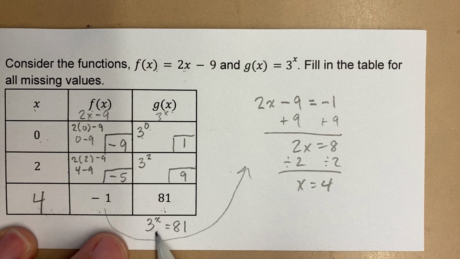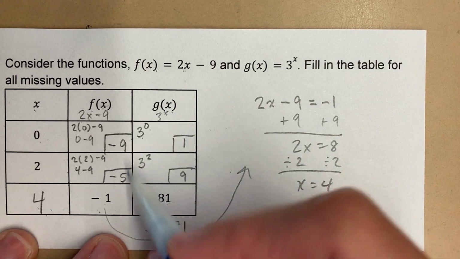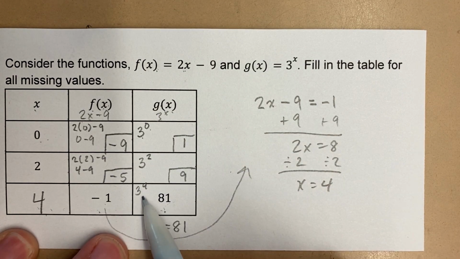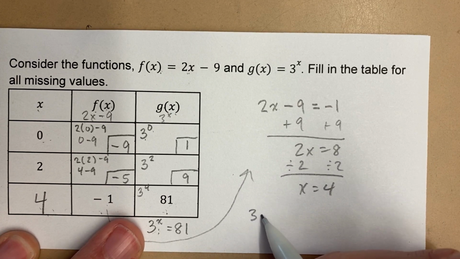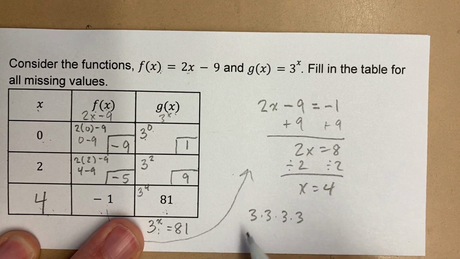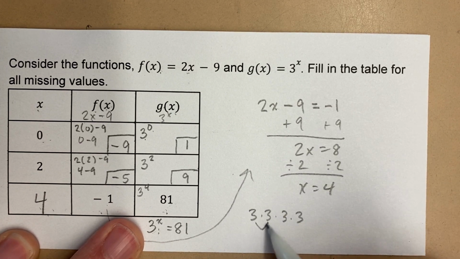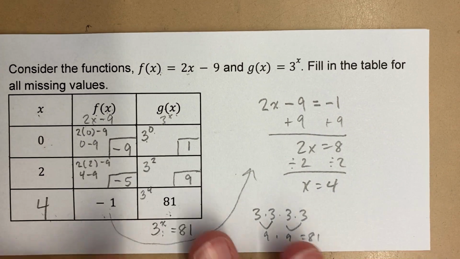And then let's just check and make sure that makes sense here. Is 3 to the power of 4 81? Yeah, it is, right? You could put it in your calculator, but also I can just do it here. 3 times 3 times 3 times 3, that's 3 to the power of 4. Look, that's 9 times 9, which we know is 81. Okay, so we're all set.